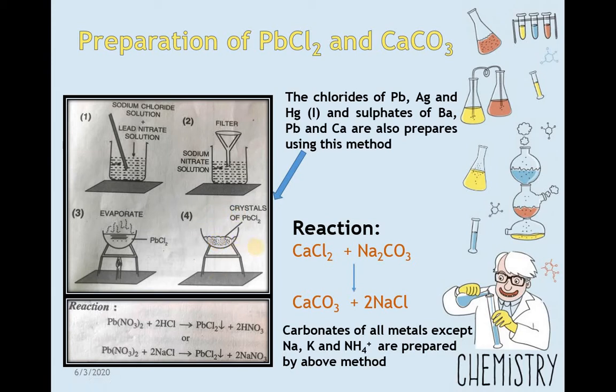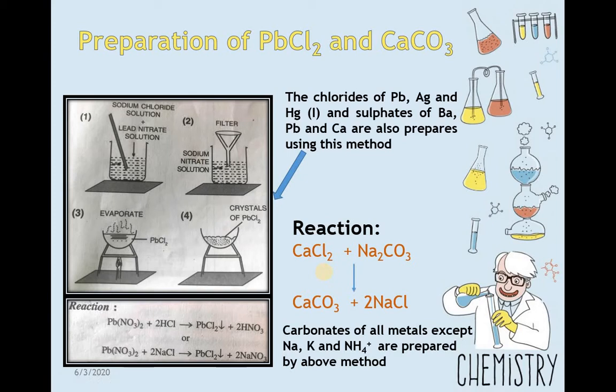So here also you will get pure needle shaped crystal. Now lead chloride dissolves in hot water. The chlorides of lead, silver and mercurous, that is Hg(I) state, and sulfates of barium, lead and calcium are also prepared using this method. Next is your calcium carbonate preparation.